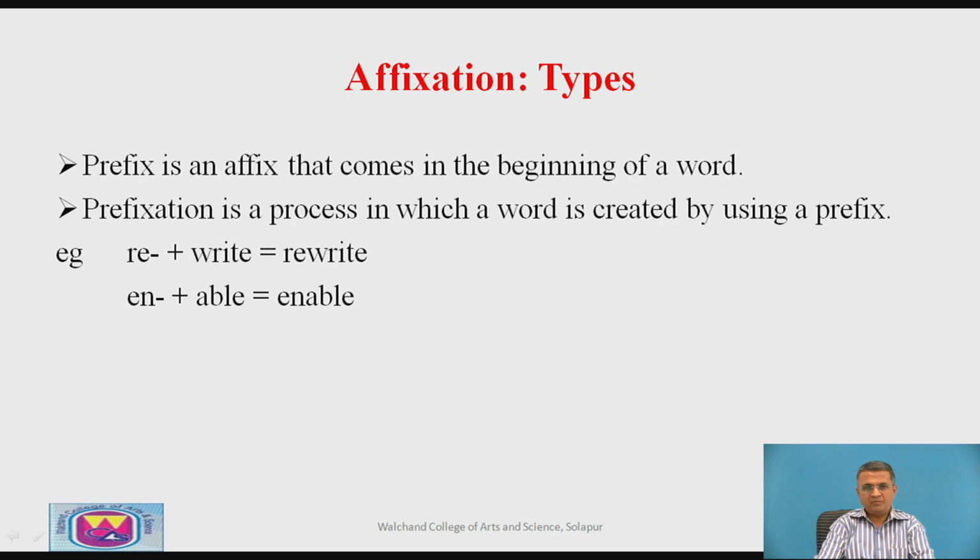First of all, we will have a look at what a prefix is all about. Prefix is an affix that comes in the beginning of a word. Prefixation is a process in which a word is created by using a prefix. Now we have got two words here as example. Rewrite is the first word in which we have re as a prefix, and it's followed by the root, that is write. In the second example, we have enable, and en happens to be the prefix, and able happens to be the word in this word, which is also called root.